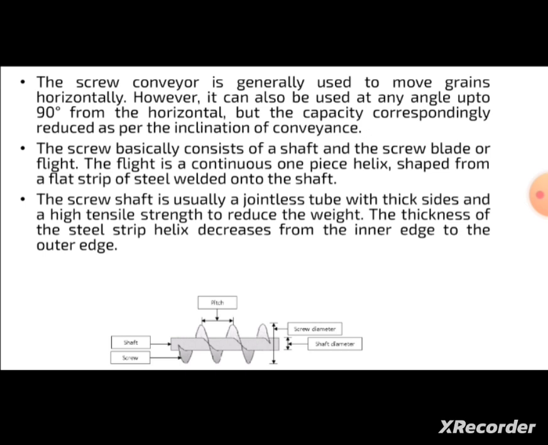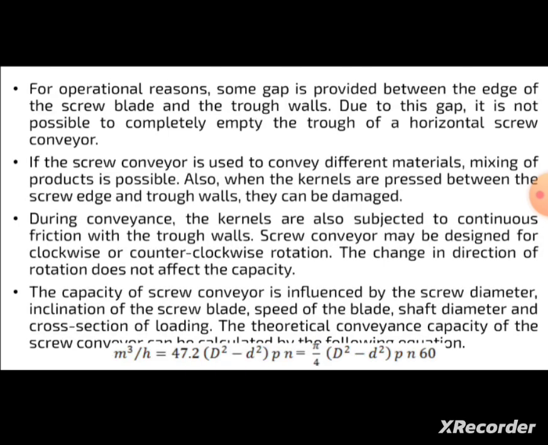And this is the basic diagram of the screw conveyor. In this we have a shaft, screw, and pitch, screw diameter, and shaft diameter. So based on this pitch length, the amount of grains, or the quantity of grains transferred, can be varied.